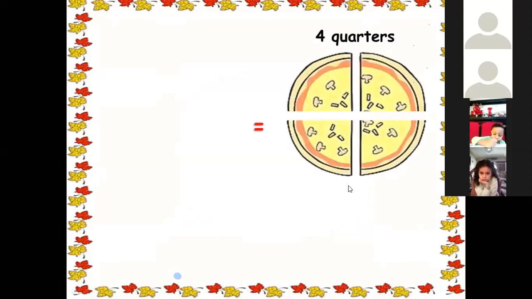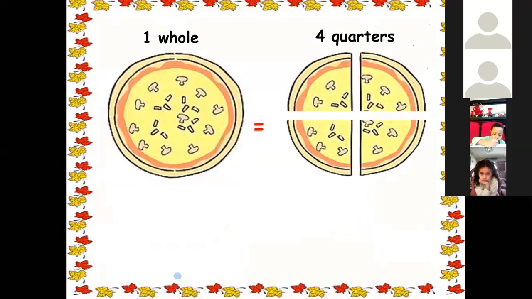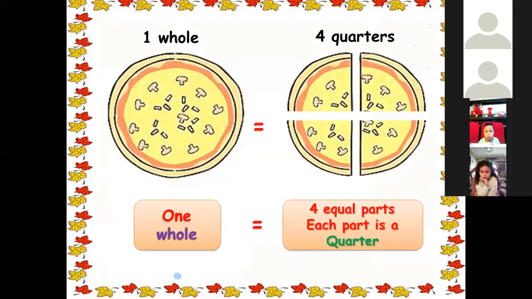So the 4 equal parts, the 4 quarters, make the whole. If I want to make a whole pizza, I need 2 halves or 4 quarters. I need 4 fourths. So one whole equals 4 equal parts, and each part is a quarter. One whole equals 4 quarters.